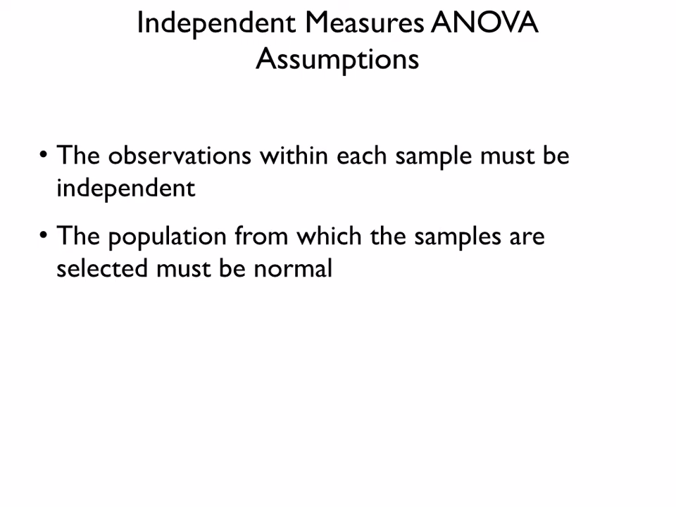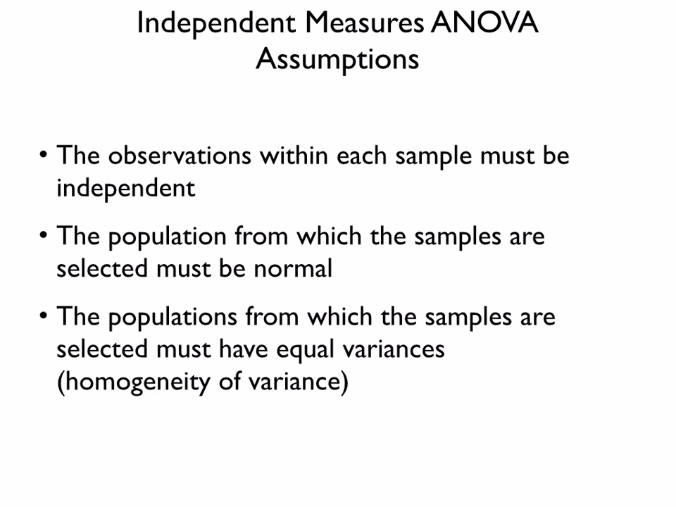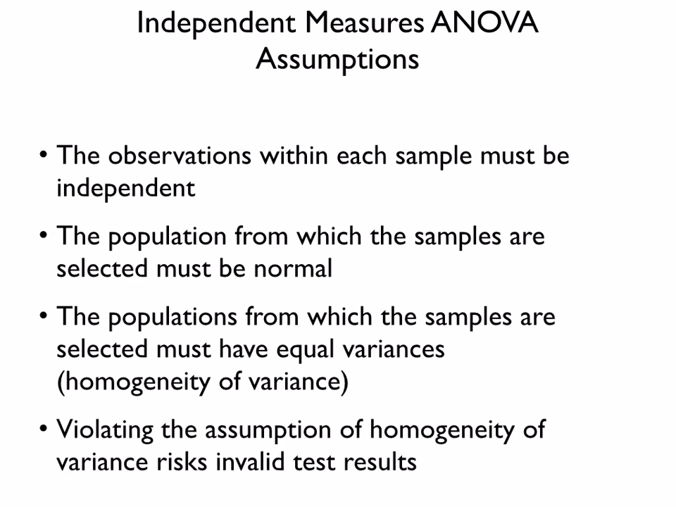Because again, we're saying that there's a 5% chance or a 95% chance. When we're doing those critical values, we're working off of probability. So probability has to work off of that normal distribution for this to be valid. And the populations from which the samples are selected must have equal variance. Again, they must have homogeneity of variance, just the way we had in the t-tests. And violating that assumption of homogeneity of variance risks invalid test results.